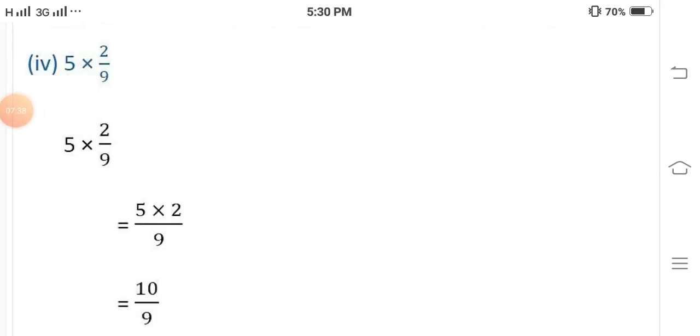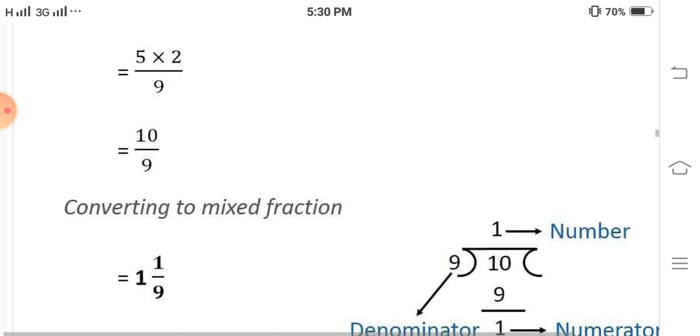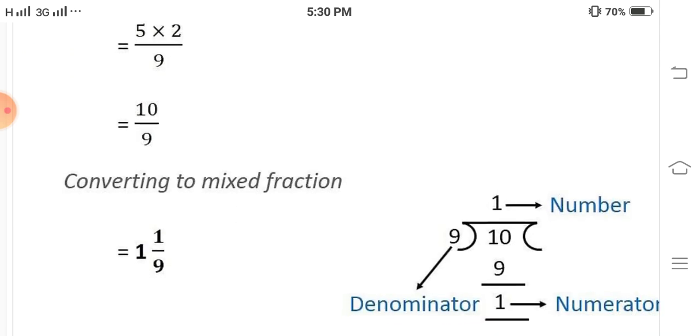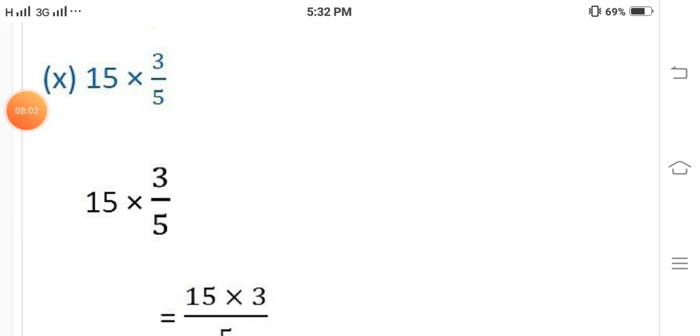Similarly, students, fourth part, 5 multiplied by 2 upon 9, which is equal to 10 upon 9. Convert it to the mixed fraction. 1 is the remainder, 1 is the quotient, so it becomes 1 into 1 upon 9. Eighth part, students, 20 you will do at home.